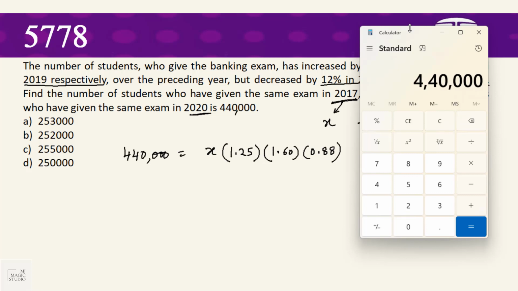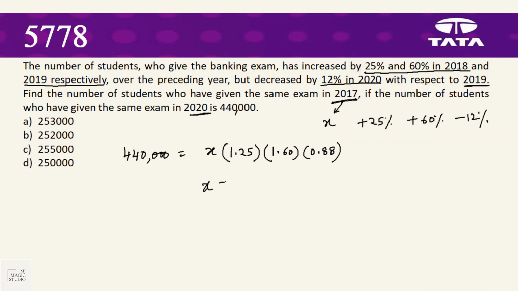So we have 440,000 divided by 0.88 divided by 1.6 divided by 1.25. That gave us 2,50,000. So X is equal to 2,50,000. In 2017, 2,50,000 people gave the banking examination. Option D is the pick.